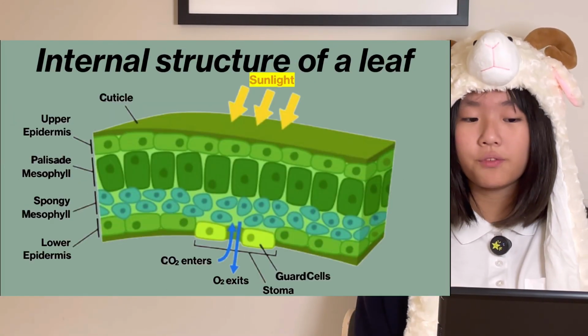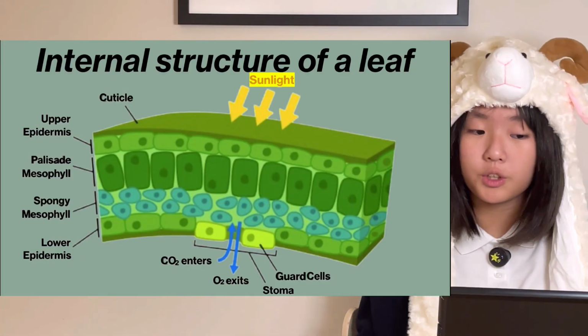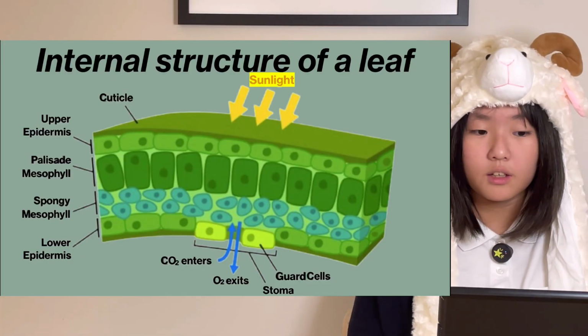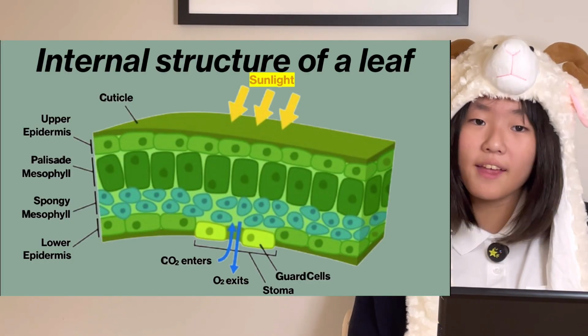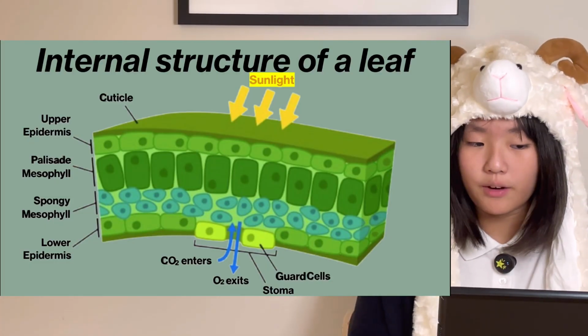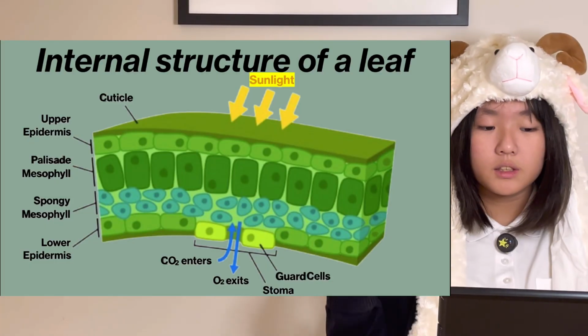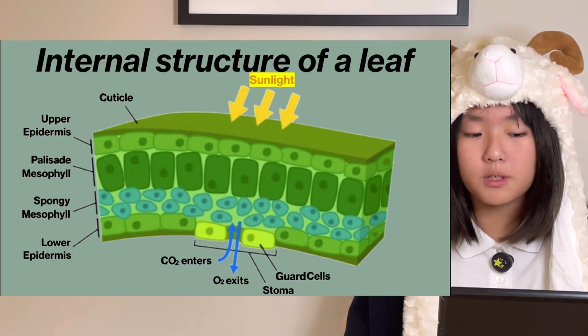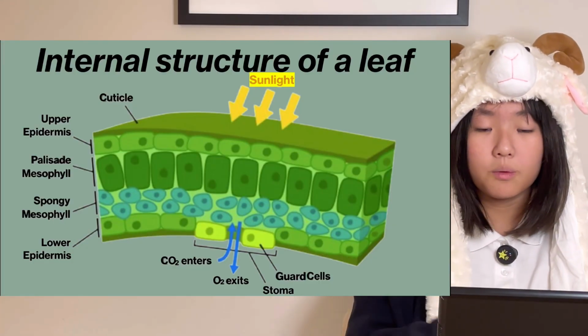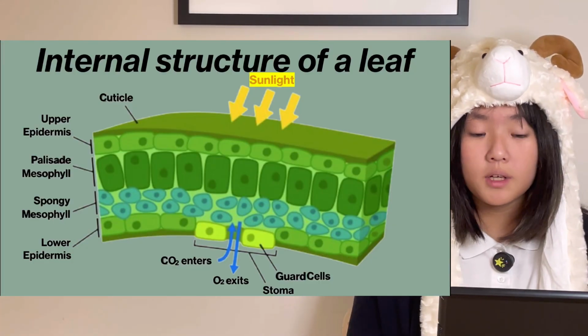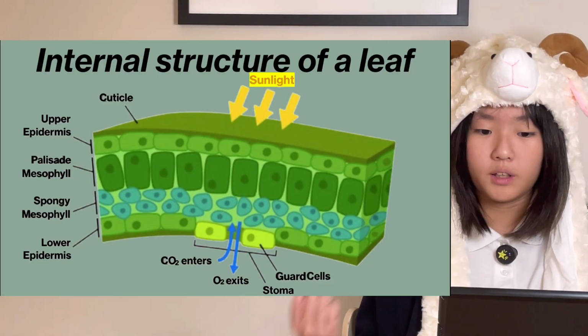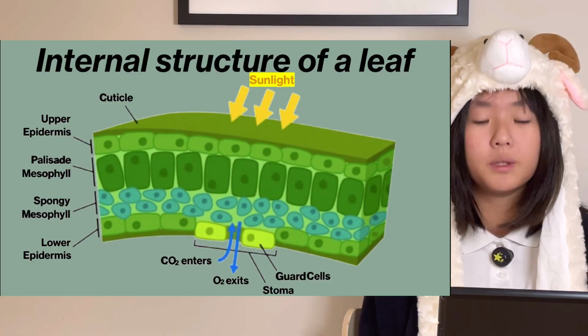The internal structure of a leaf is, at the top there's a cuticle, underneath that there's an upper epidermis, underneath that there's a palisade mesophyll, and then after that there's a spongy mesophyll. There's at the bottom a lower epidermis, and you can see where there are guard cells, and stoma isn't actually a part of a leaf, it's just the spaces between the guard cells.